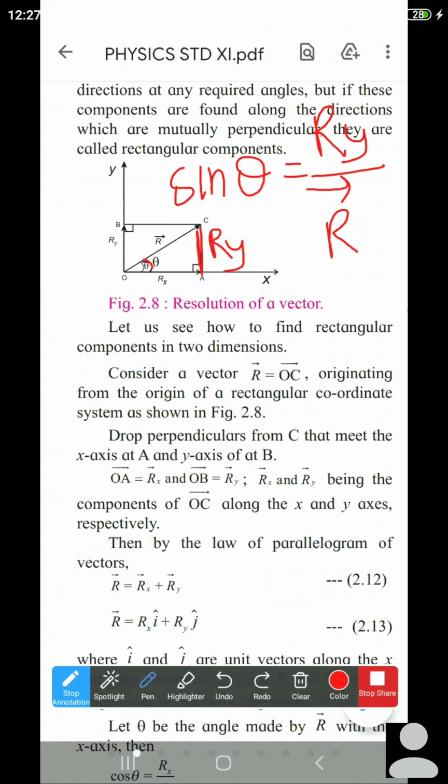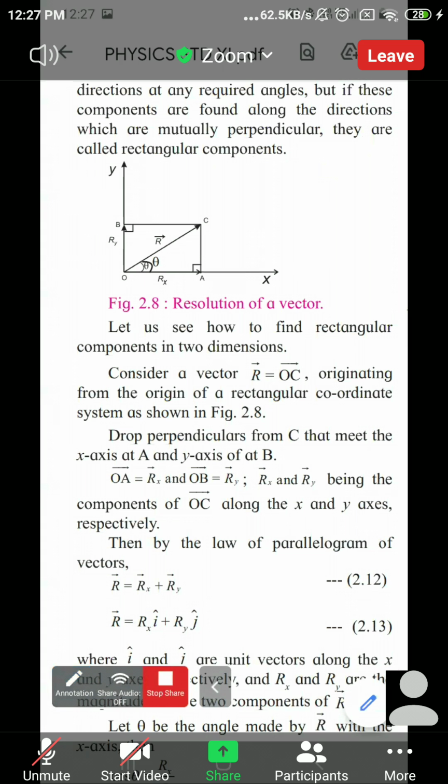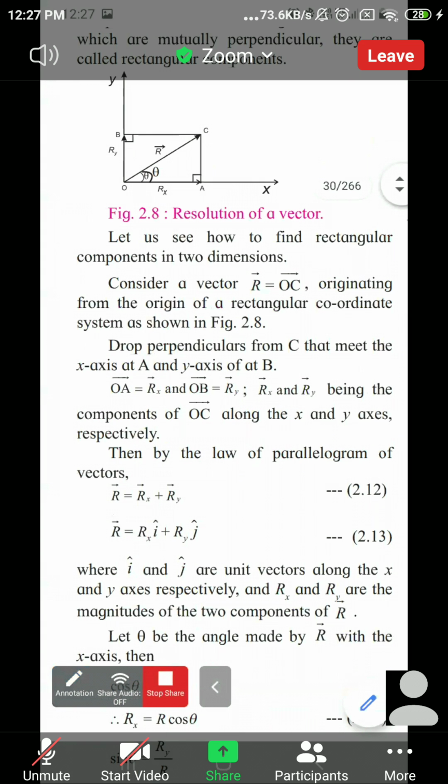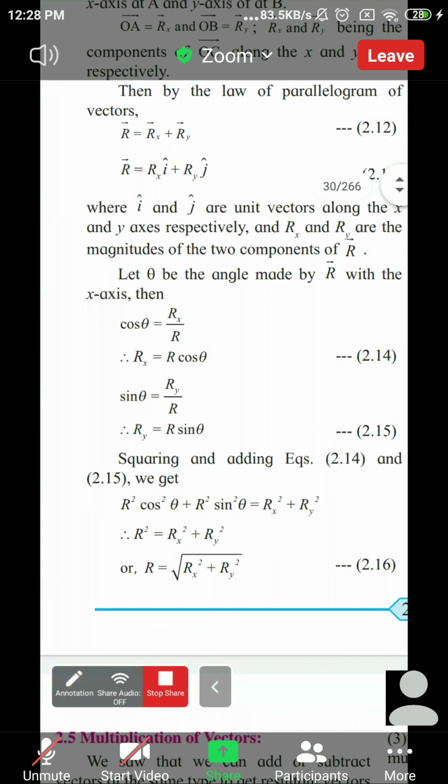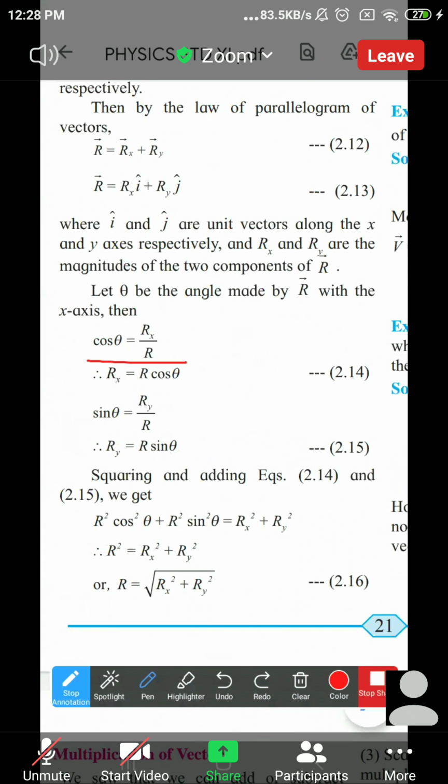R बार एंड डायगोनल है R बार. तो साइन थीटा आ जाएगा RY अपॉन R बार. See here, again I am going below the figure. See, cos theta is Rx upon R and sin theta is equal to Ry upon R. ठीक है. तो Rx हम लिखेंगे R cos theta.